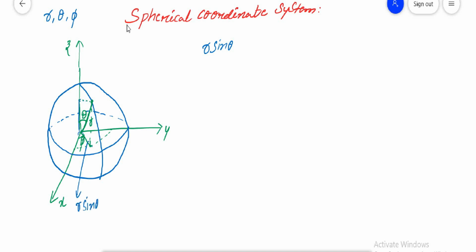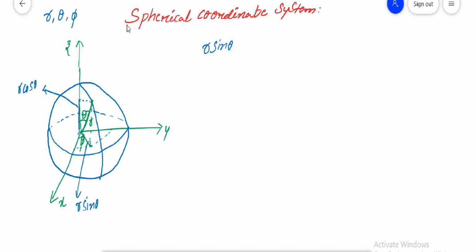Then what about this z? This becomes your r into cos theta, and this is your r into sine theta. If you take the Pythagoras theorem, this will be r.